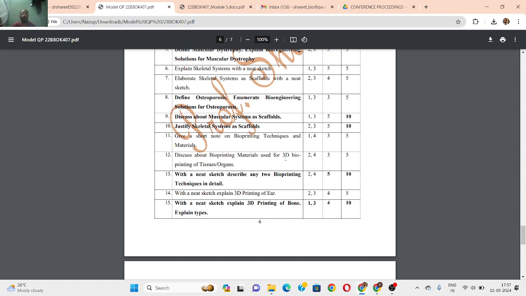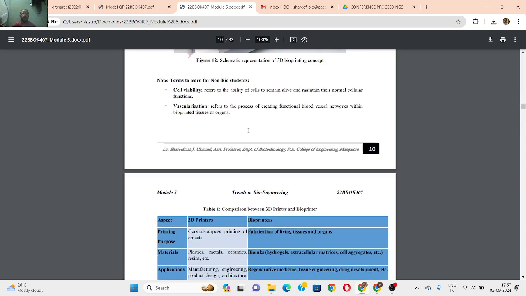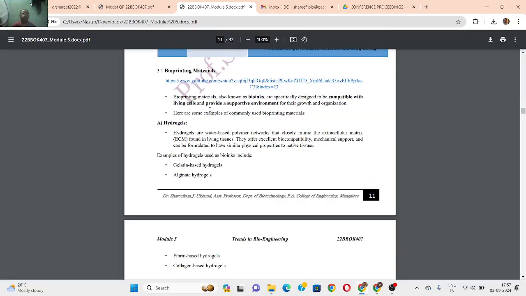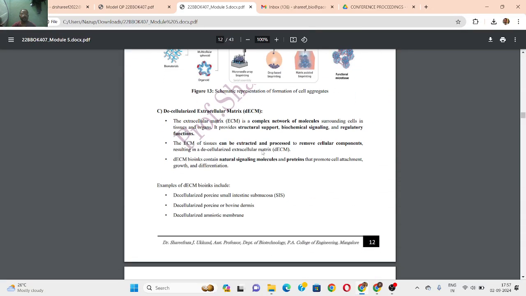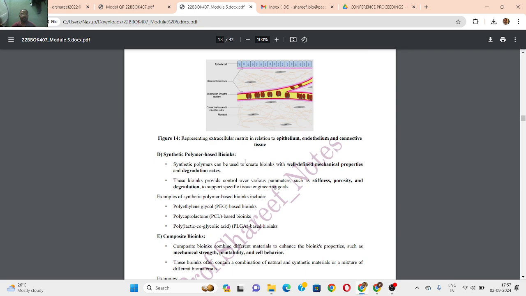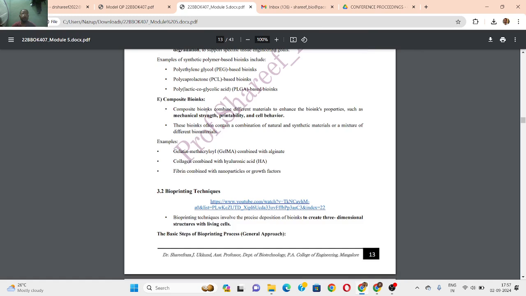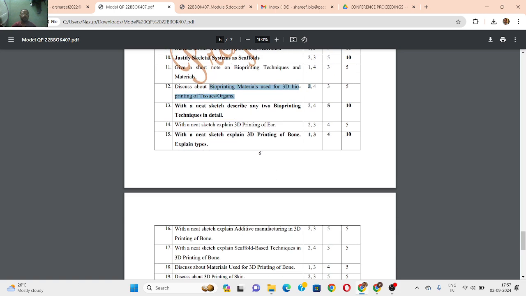Next, discuss bioprinting materials used for 3D. So, 5 marks, and any 5 materials you have to explain. There are a number of materials. This is the topic, bioprinting materials: hydrogel, cell-laden aggregates, dECM, decellularized extracellular matrix, synthetic polymer-based bioinks, and then biocomposites or composite bioinks. So 5 points, 5 types, 5 materials, 1 mark for each material.